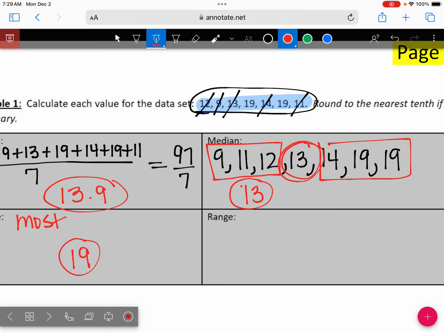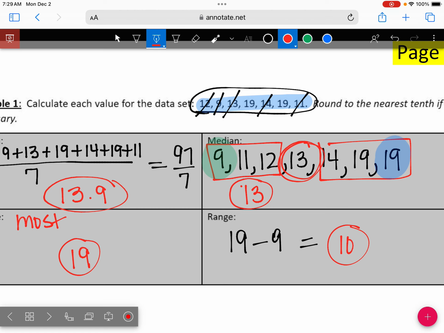And then the range, we're going to take the biggest number, which is 19, and subtract the smallest number. So take 19 minus 9. Go ahead and do that. And you should get 10. And that's all there is to it.